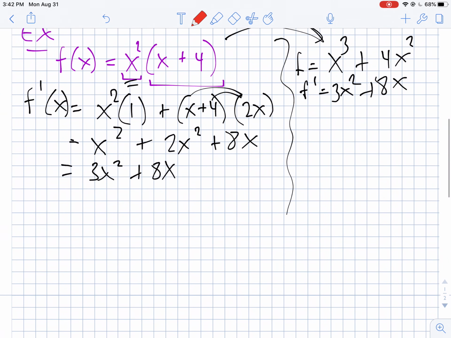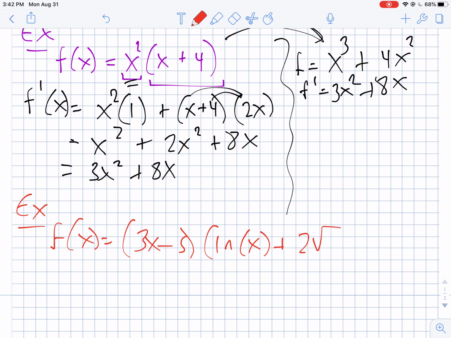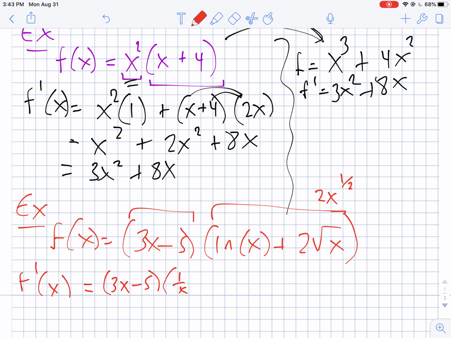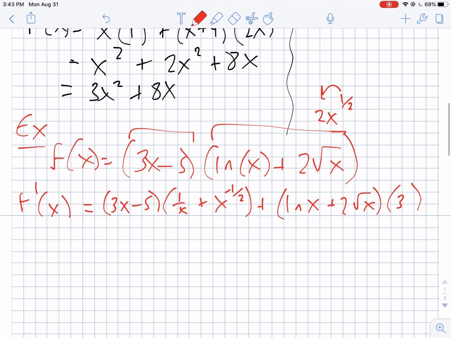Let's do maybe one other one, and this is one that's going to be a little messy, but like usual, we won't simplify. So f of x equals, let's say, 3x minus 5 times ln of x plus 2 rad x. When I take the derivative, this is set up nicely. We have the first part and the second part. So the first part, 3x minus 5, times the derivative of the second part. The derivative of ln x, of course, is 1 over x. This is 2x to the 1/2, so we'll use our other rules, bring the 1/2 down. 2 times 1/2 is just 1, so that's plus x to the, subtract 1 from the power, negative 1/2. And plus the second function, ln x plus 2 rad x, times the derivative of the first, so just times 3. And there we go. Again, no need to simplify it. That's totally a fine answer.